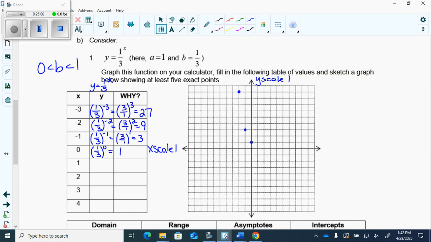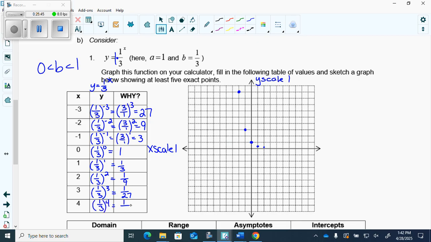And once again, it's 0, 1 because we don't have an a value. We don't have a vertical stretch, right? Or, well, we do have an a value. It's just a 1. We don't have a vertical stretch. And then we have 1/3 to the 1, which is 1/3, so 0.333. And here we have 1/3 to the 2, which is 1/9. Then 1/3 to the 3, which is 1/27. And 1/3 to the 4, which is 1/81.